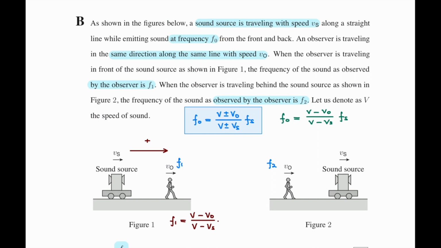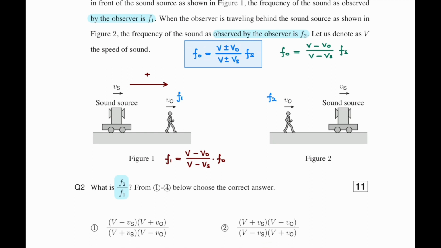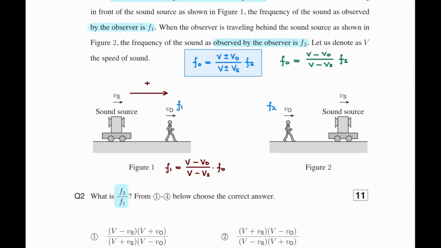So don't get confused. The frequency of the source in this question is F0. This is the observed frequency for the first figure. And then for the second figure, we use the same assumption. As I mentioned, in figure 1, the direction from source to observer is always assumed to be positive. So instead of to the right being positive, in figure 2, we assume the positive direction is to the left.